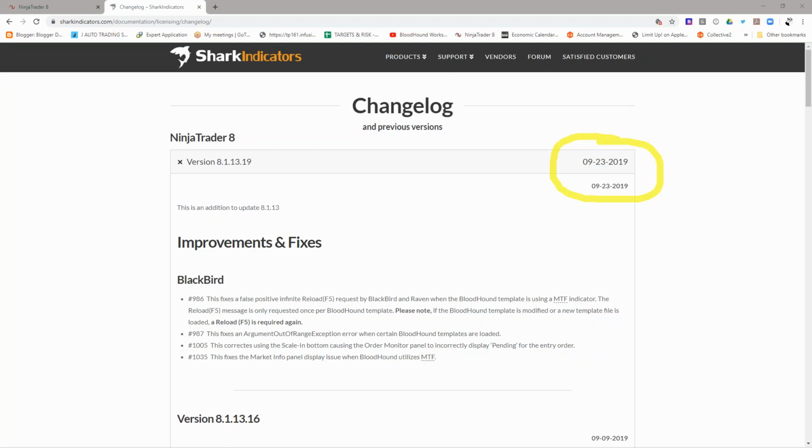Just want to take a look at a couple of updates for you to be aware of that may help you along: the NinjaTrader 8 update as well as Shark Indicators platform updates. I recommend that you update to the latest version, 8.1.13.19. And it is now working wonderfully. I'm enjoying testing, and everything's working so well.